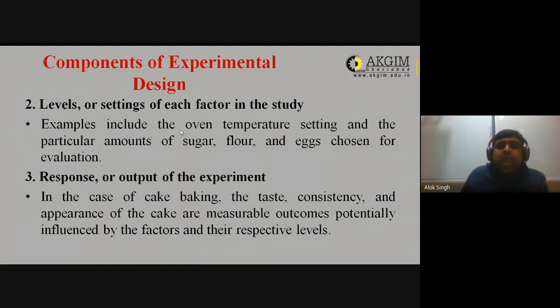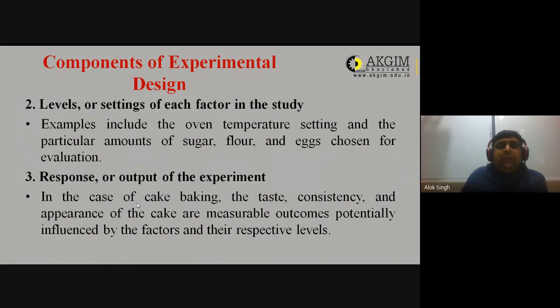Examples include the oven temperature settings and the particular amounts of sugar, flour, and eggs chosen for the evaluation. Means what would be the oven temperature setting and what would be the amount of sugar, flour, and eggs to bake the cake. That would be the level. And the third one is response, means the output of the experiment. So in the case of cake baking, the taste, consistency, and appearance of the cake are measurable outcomes potentially influenced by the factors and their respective levels.